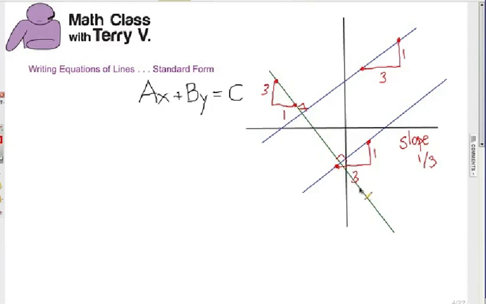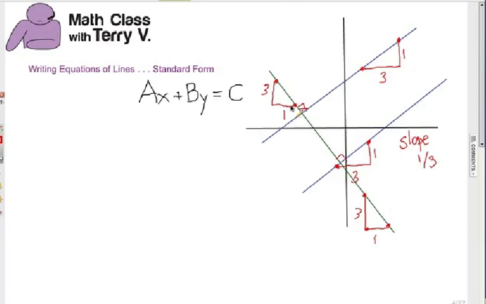Now, I didn't draw it very accurately since I'm not using graph paper, but maybe I can simulate it this way. If the blue lines have a positive slope of 1/3, the green line that's perpendicular to them has a slope of 3/1. So perpendicular lines have a negative reciprocal slope compared to the lines they're perpendicular to.